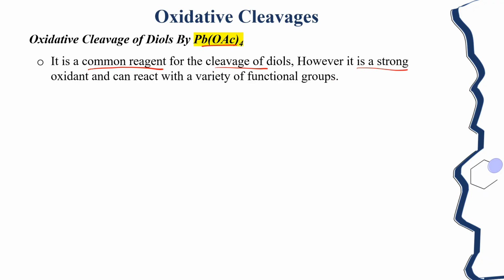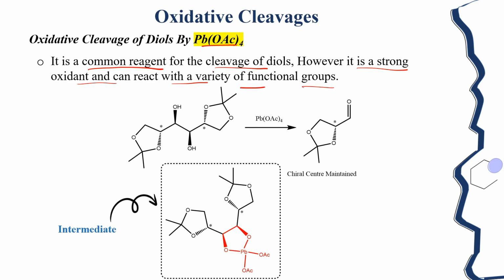However, it is a strong oxidant and can react with a variety of functional groups. For example, you can find here, this is a D-mannitol. Yes, this is a protected form of D-mannitol. Now this particular D-mannitol, here you can see that 2 chiral centers are there.